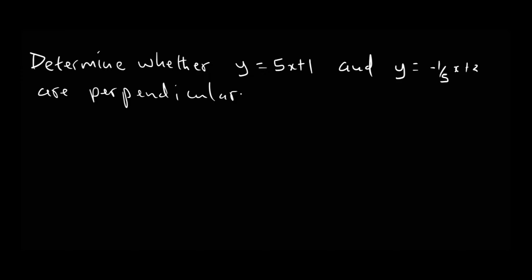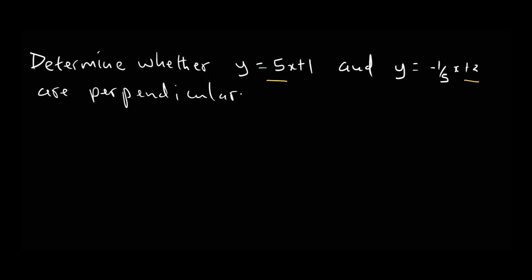Determine whether y is equal to 5x plus 1 and y is equal to negative 1 over 5x plus 2 are perpendicular. So these are two lines. These are the equations of two lines, the first line and the second line. So you're supposed to determine if they are perpendicular to each other.